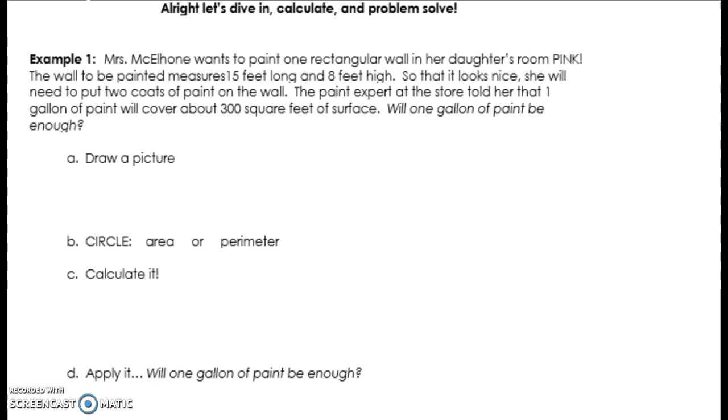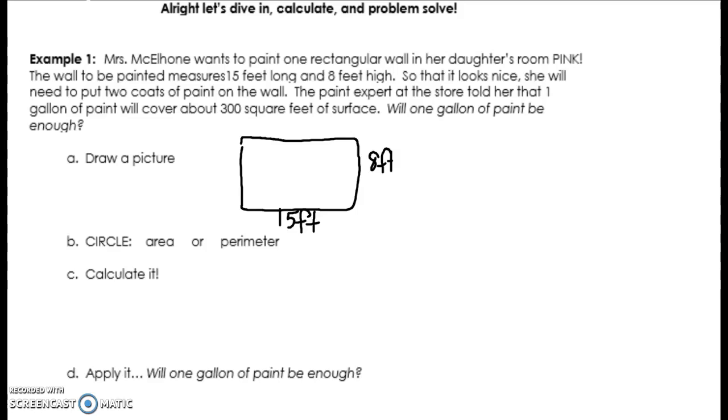So the question that I'm trying to answer in the end is italicized here at the end of the problem. Will 1 gallon of paint be enough? So that's going to be my application question. Looking from start to finish, the first thing that I encourage you to do, and actually in your task cards there is a visual for you, so you won't actually have to do this step, but I encourage you to look at it and picture what's really going on in the scenario. So again, in my house, I have a rectangular wall in my daughter's room that I'm going to paint. My problem tells me here that my measurements are 15 feet long, and that wall is 8 feet high.